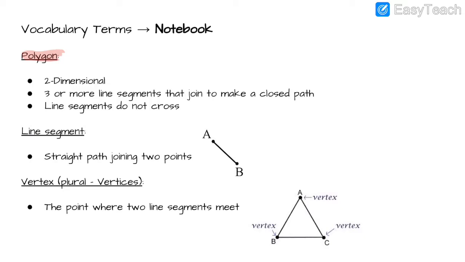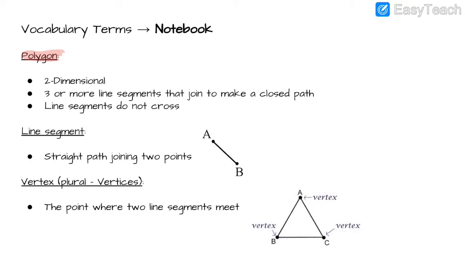So if I were to draw a shape, we know that a 3-sided figure is a triangle. I'm going to draw a quadrilateral. And I'm going to use a pen. So here we have an attempt at a square. This is a polygon because it is two-dimensional. It has at least 3 line segments that join together, and none of the line segments cross each other.